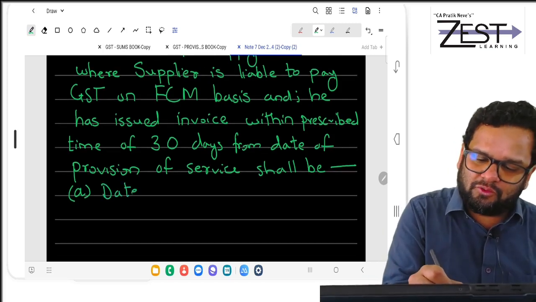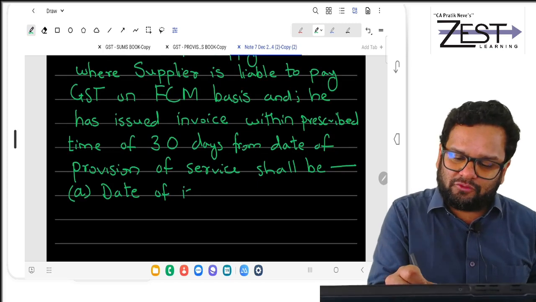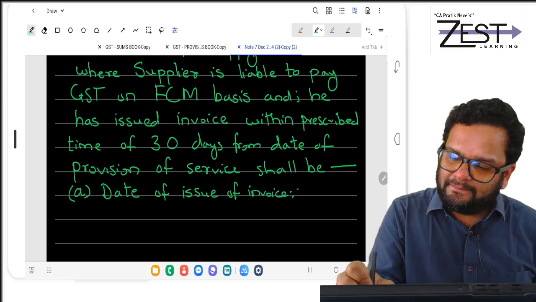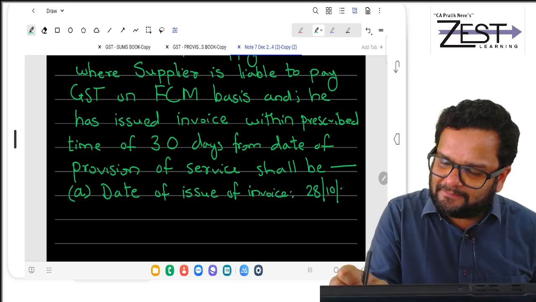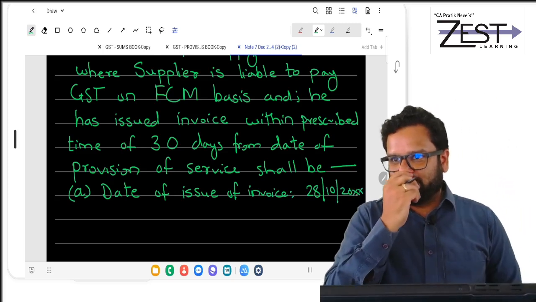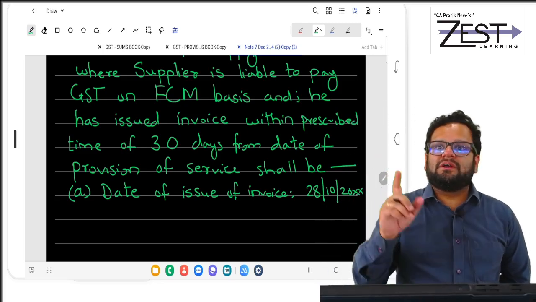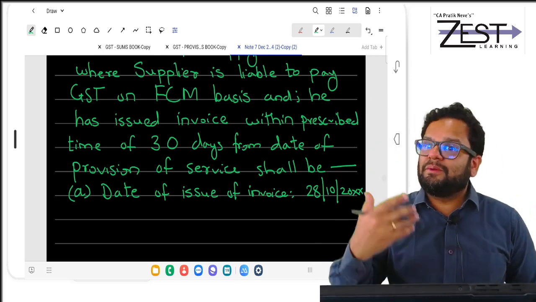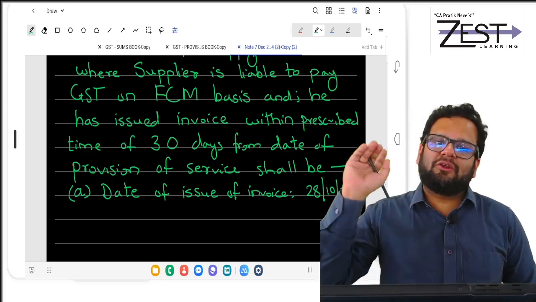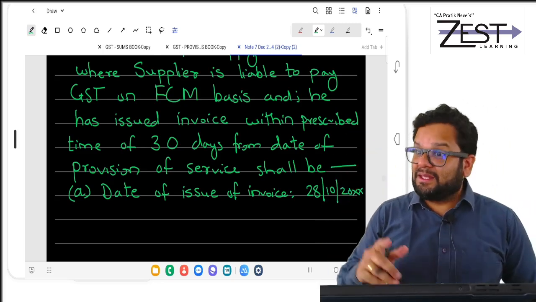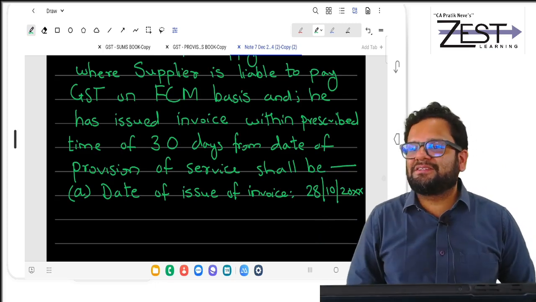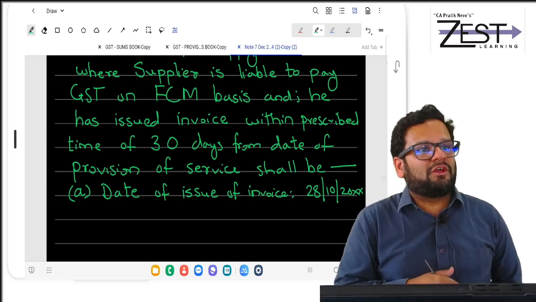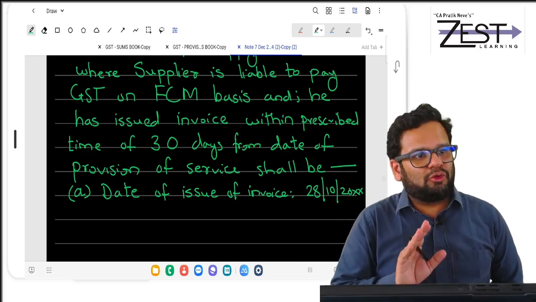Date of issue of invoice. May I know what is date of issue of invoice in our example? 28/10. And why have I never given you years? Because I don't want to change the question for many years. Till the law changes, I will not change the question. I'll keep on adding questions, but I'll not change this unnecessarily. So if I would have put year 2025, then in the next 2 years it would have become irrelevant. So better I don't put a year.